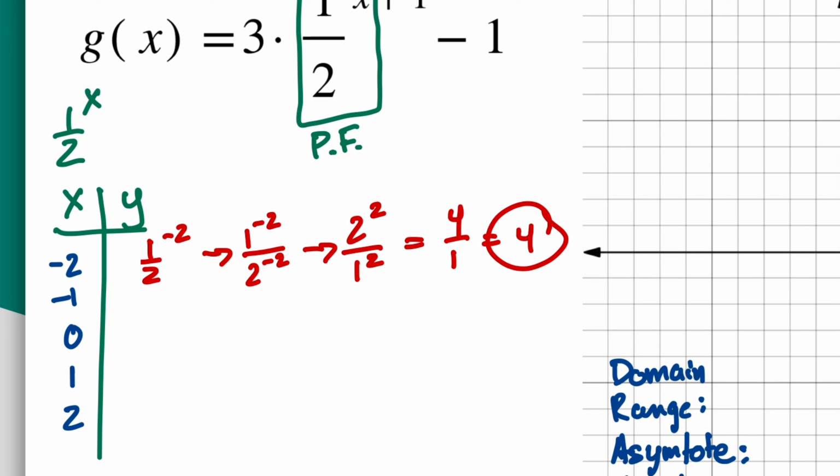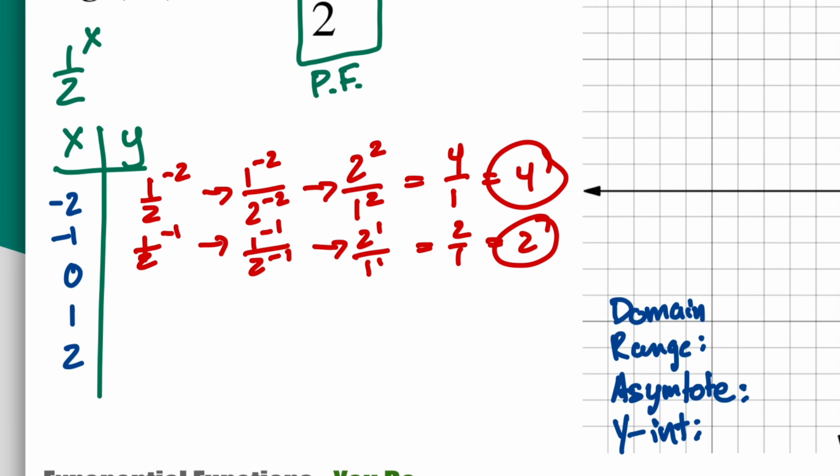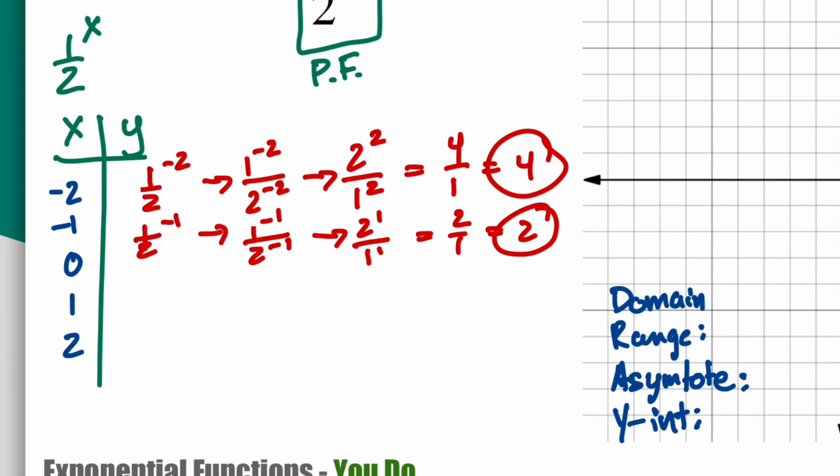Now, you do it again for -1. 1/2 to the power of -1 equals, let's see, 1 to the power of -1 over 2 to the power of -1. They flip. There we go. We get 2 over 1 or just 2. Now, sorry, my work is not really lining up here, but then we got 0. 1/2 to the power of 0. Anything to the power of 0 is just 1.